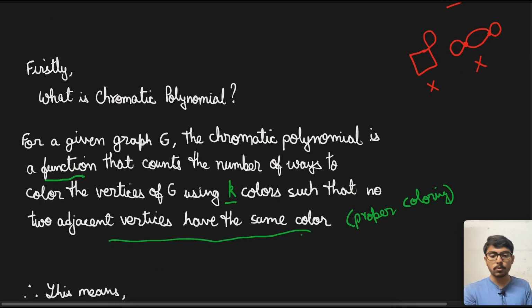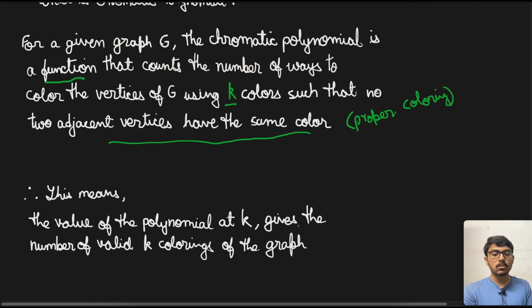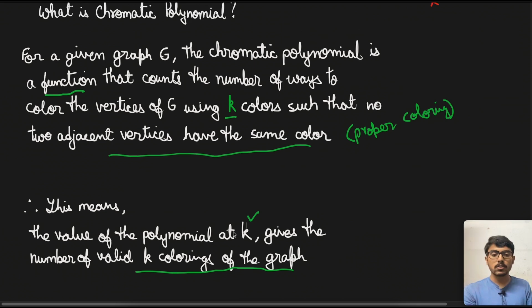So let's move ahead with this. So this means, as I have tried to put it in simple words, the value of the polynomial at k gives the number of valid k colorings of the graph. So the polynomial is obviously a function and it will take k as input, and the result that it will show is basically the number of valid colorings where no 2 adjacent vertices are of the same color, and return it to the output screen. So that is the brief introduction to chromatic polynomial.